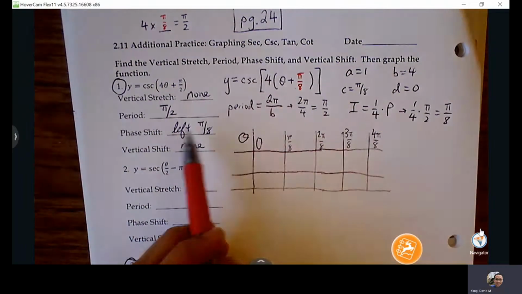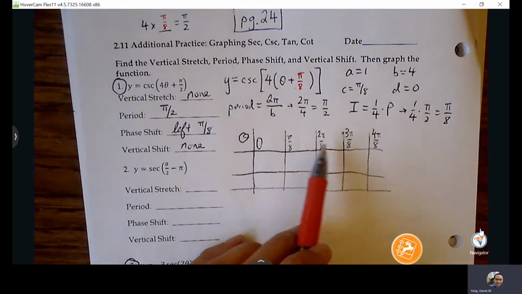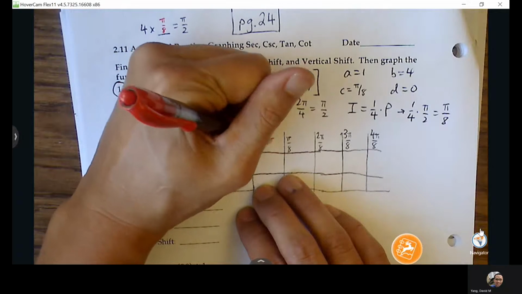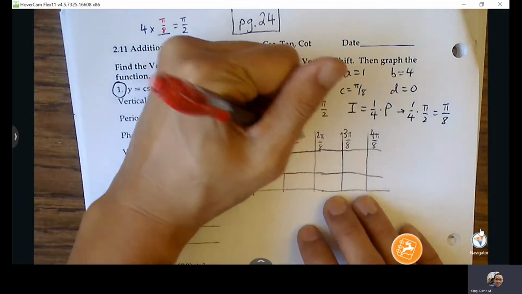We're moving to the left pi over 8, so we have to subtract pi over 8 from each of our original values.